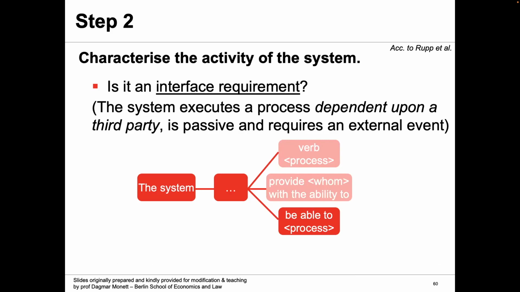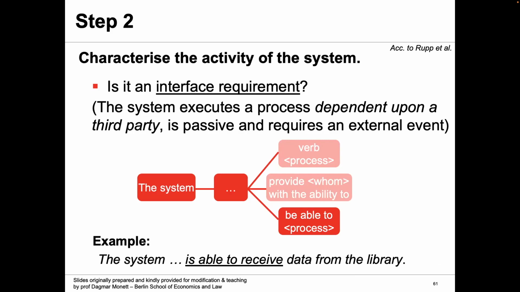And then it says, is it an interface requirement? So the system executes a process dependent upon a third party. So basically the system is performing an action, that is the print command, but what is the functionality in the particular requirement? So here the example is like the system is able to receive the data from the library. So here the functionality is able to receive, right? And that functionality is dependent on what? On an interface, on a third-party interface, and that is the library.